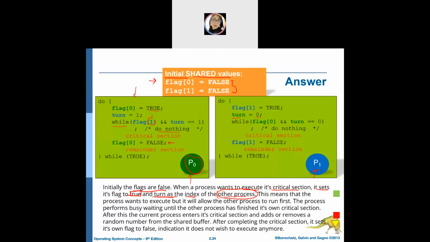This means that the process wants to execute, but it will allow the other process to run first. So you want to execute P0, but if you have P1, another process, it is going to allow the other process to run first. The process performs busy waiting until the other process has finished its own critical section. After the current process enters its critical section, it adds or removes a random number from the shared buffer. After completing the critical section, it sets its own flag to false, which is not ready. This indicates that it does not wish to execute anymore. So in here, you're going to go to the RS.